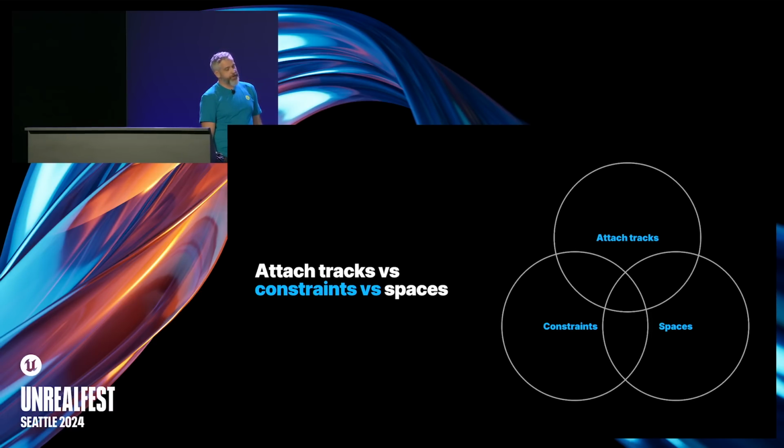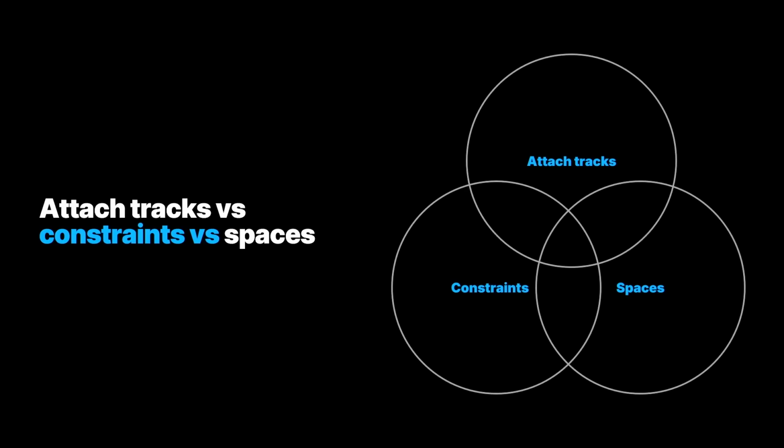So the deep dive I'm going to try to get into is about our 3 ways to connect things in your level sequence. Those being the attached tracks, constraints, and spaces. And they may all feel familiar to you coming from something like Maya, but at the same time, it might be kind of hard to distinguish between why and when you'd use each one specifically. So I'm here to hopefully fix that.